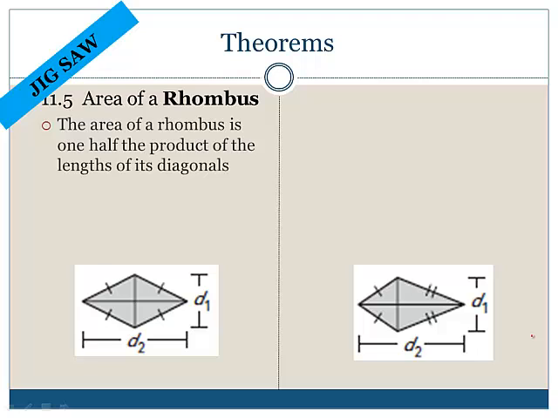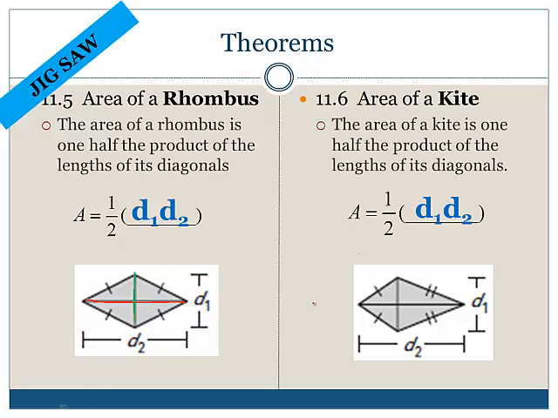Moving on with a couple theorems. 11.5, the area of a rhombus. The area of a rhombus is 1/2 the product of the lengths of its diagonals. Let's take a look at the formula. A equals 1/2 times little d1 and then little d2. So we can look down here in our figure and we can see that d1 is this entire distance here. If we're looking at this line, this is d2, the entire distance. These make up the diagonals of our rhombus.